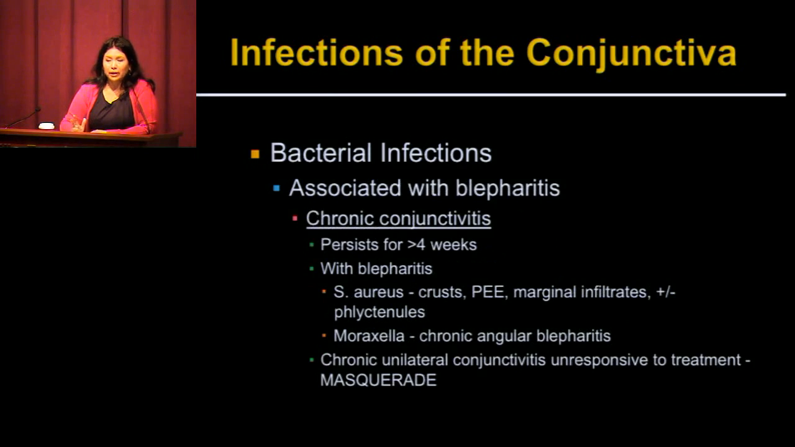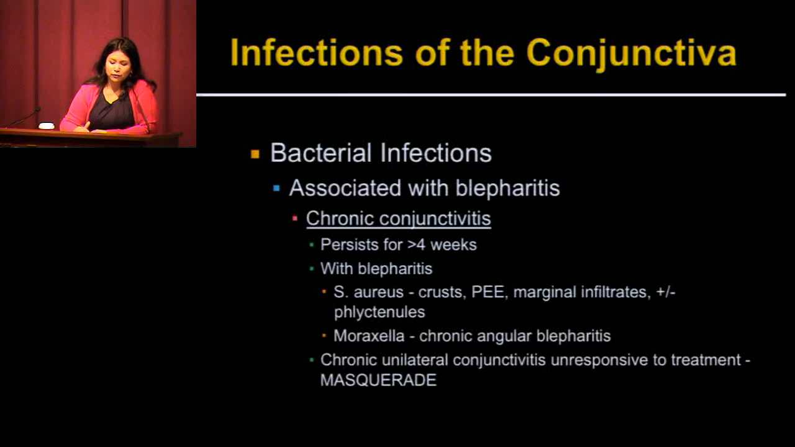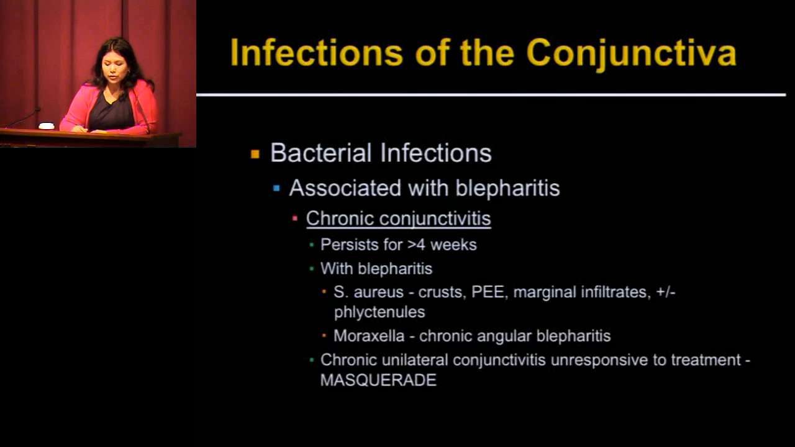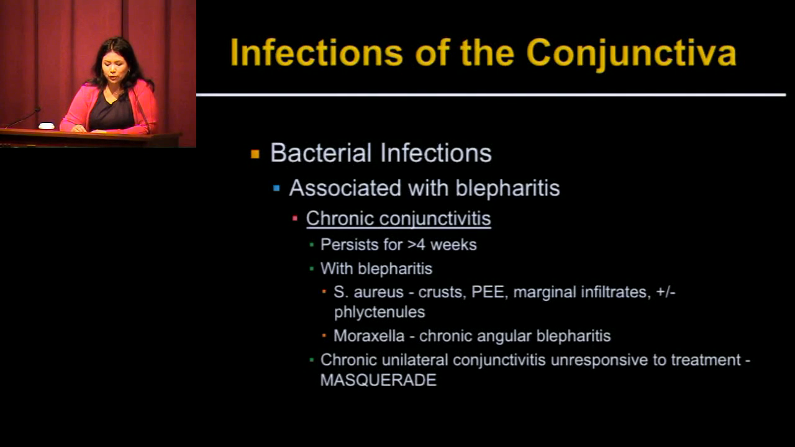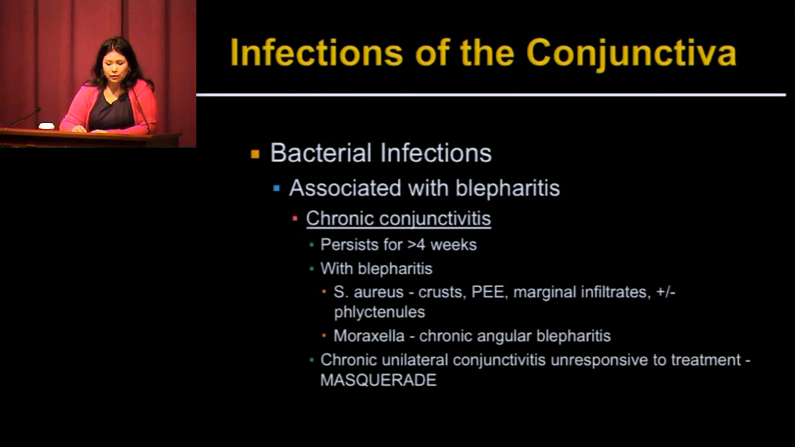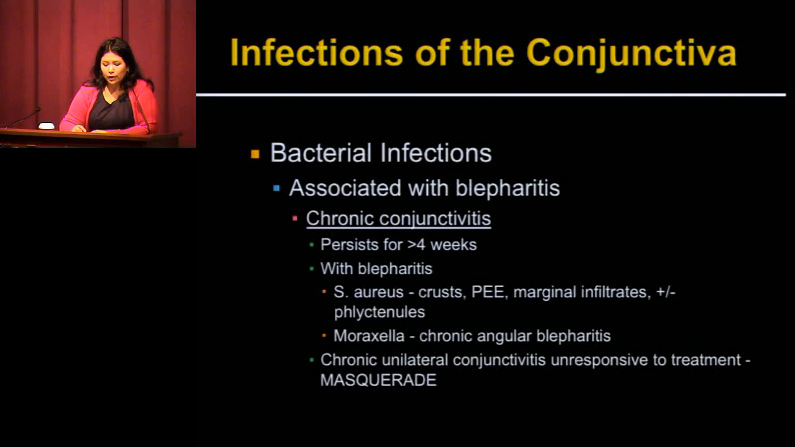Okay, and you know that with blepharitis, everybody comes in with a blepharoconjunctivitis, and they have a red eye, and it persists for 4 weeks, and they say they have some crusting in the morning, and they have some discomfort and burning in their eyes. And just to know that with chronic conjunctivitis, you also have to think about the lids causing the problem. And it's usually Staph aureus, and again, you have crusts, punctate epithelial erosions, you got infiltrates and phlyctenules on the cornea.